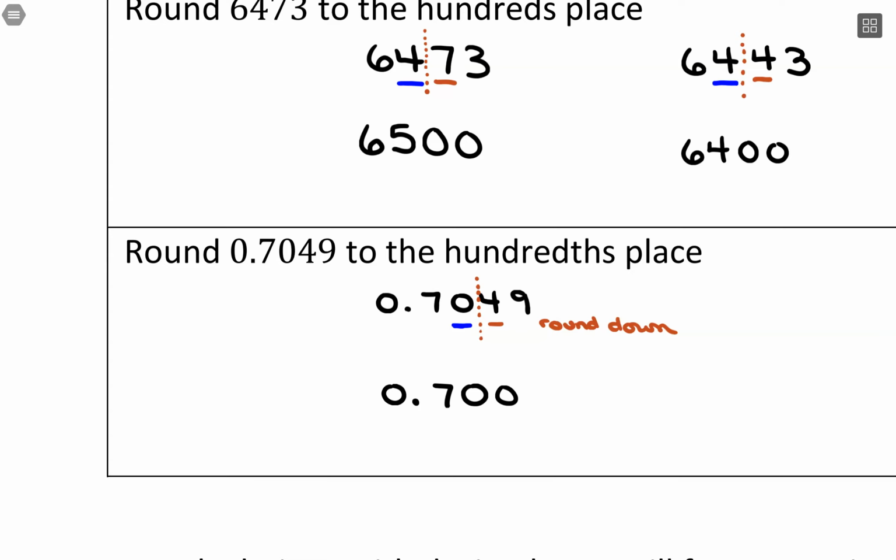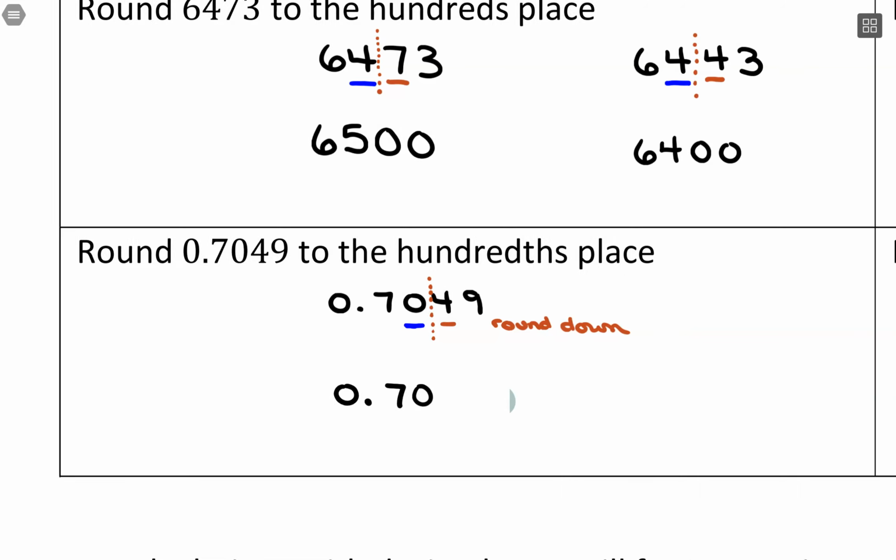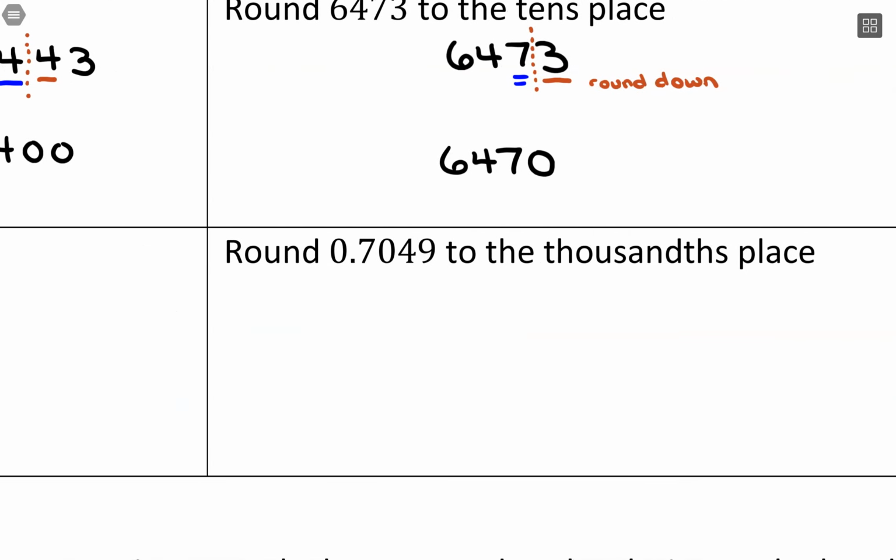You could write 0, 0 at the end there. You could even just write this as 0.7. That's correct too. They said specifically the hundredths place, then we want to show at least to that spot typically, but that should all work. All right, with this one, rounding to the thousandths place.